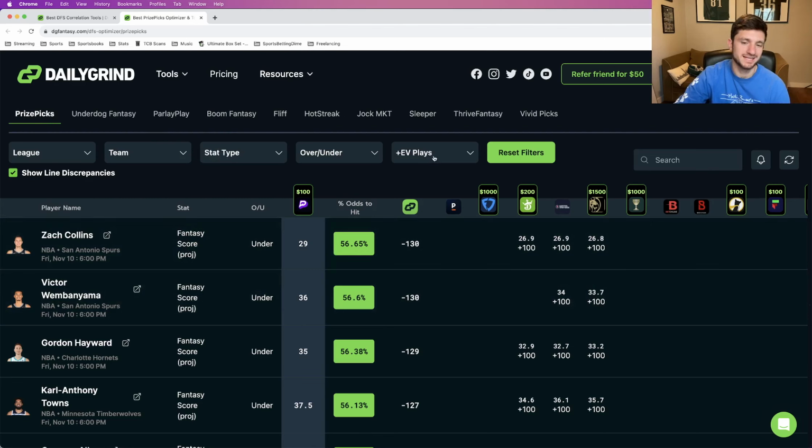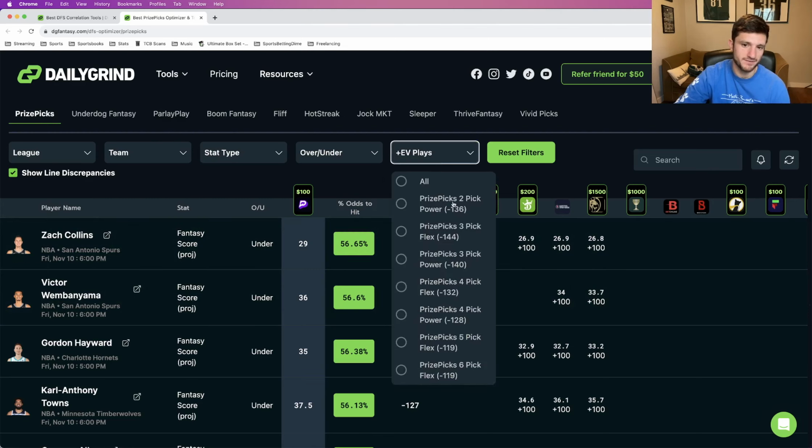If you click plus EV plays, it pulls up every possible option from PrizePicks, from a 2-pick power down to a 6-pick flex. And then in the end, it gives you the odds. And these odds are each leg individually. We see minus 136, minus 144, not that great. Well, then we look at 5 and 6 picks. 5-pick flex, minus 119, 6-pick flex, minus 119. In terms of strictly math and positive expected value, the best bang for your buck is playing 5 and 6-pick options on PrizePicks.